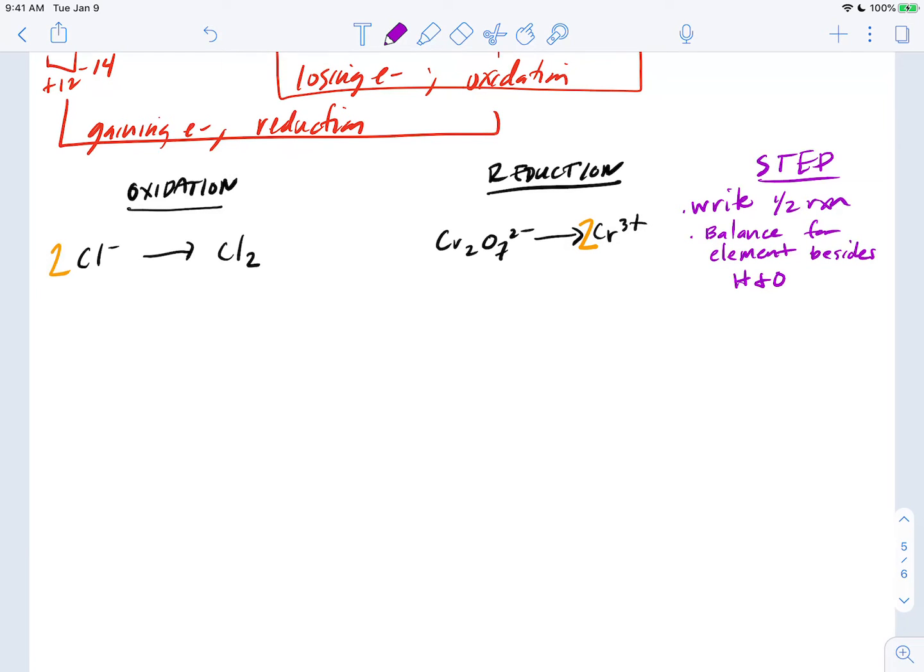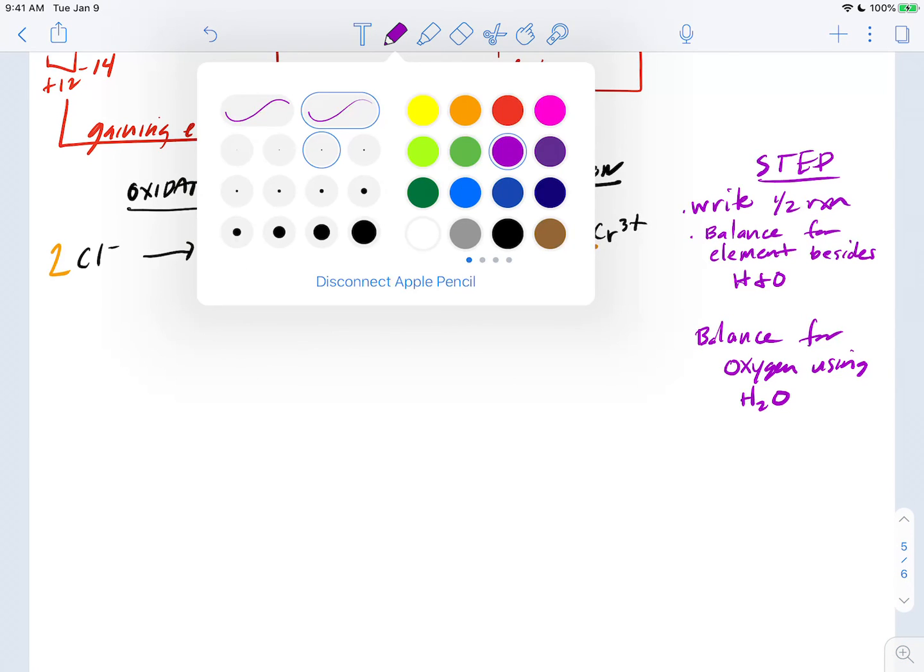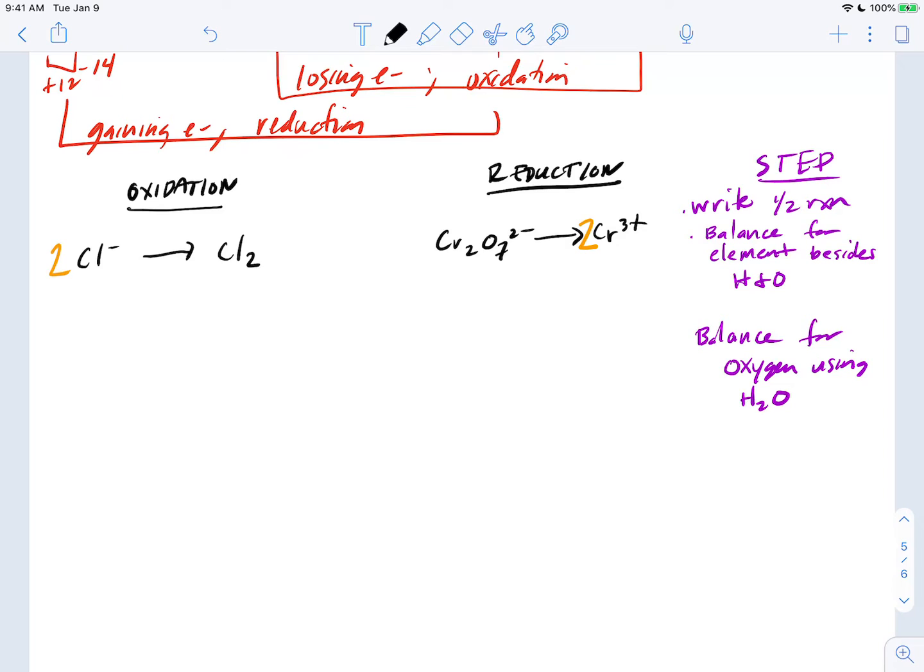So the next step is balance for oxygen using water. Like we already said, water is in these aqueous reactions. So it's already in the reaction. We just don't explicitly write it. But we're going to put it in here because that's where the oxygen is coming from. Now you can see that there are no oxygens on the oxidation half reaction. So we don't have to do it, so we'll put a check there. Now if we look on this side, we have 7 oxygens on the reactant side, so I have to get 7 oxygens on the product.